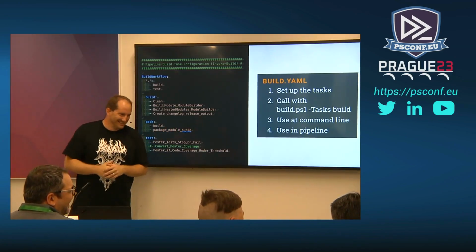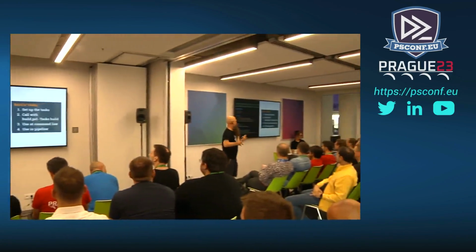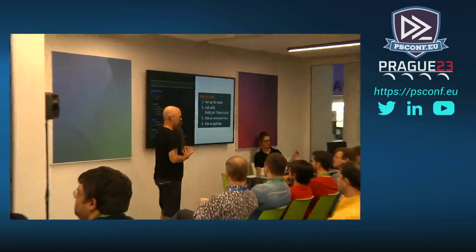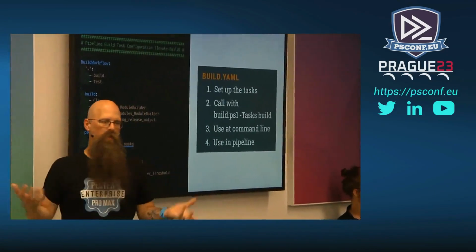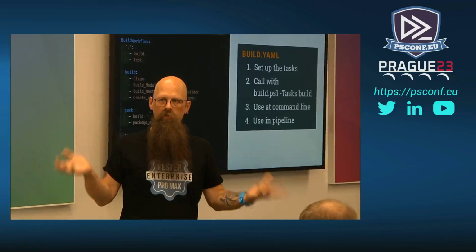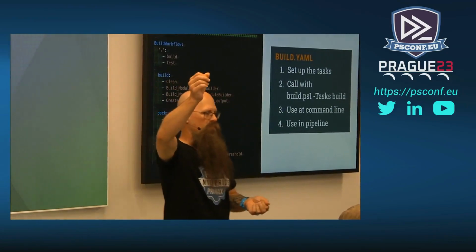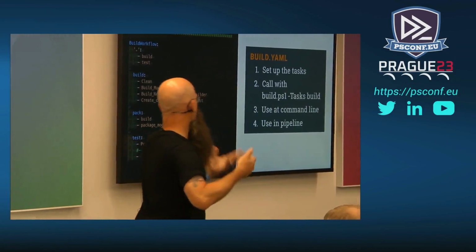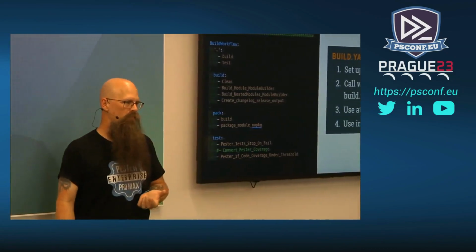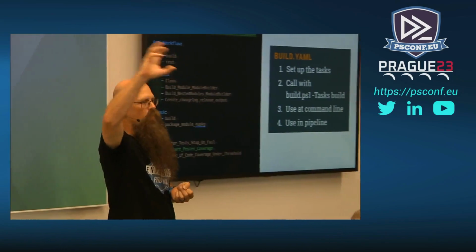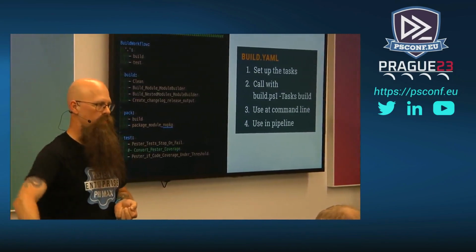The thing with Sampler is it's all controlled by a build.yaml file, and you call it with a build.ps1 script. So you say build.ps1, and I'll use the tasks. In this case, it's build. This means you can use it at the command line, but it also means that you can use it in whatever CI/CD runner that you use.